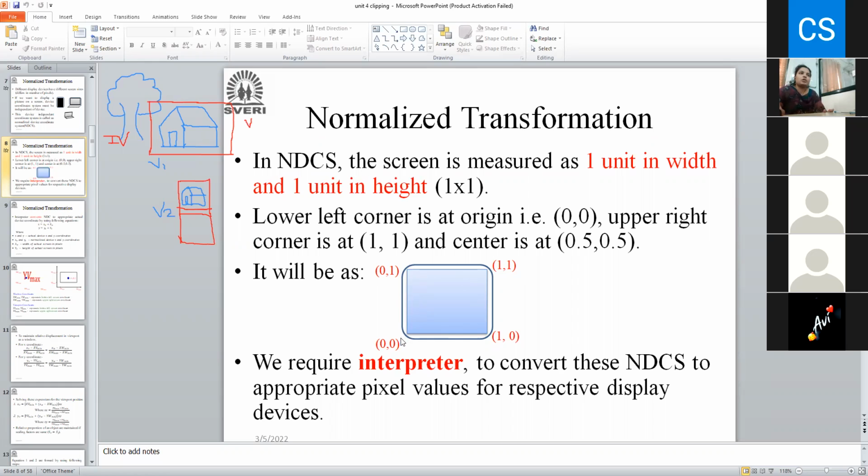The lower left corner is the origin 0, 0. Then this will have 1, 0. The right top corner has 1, 1, and the left is 0, 1. The center is 0.5, 0.5. So we are going to convert the picture into this area, and depending upon the screen resolution, we are further going to expand it according to the number of pixels or the resolution of the viewport.